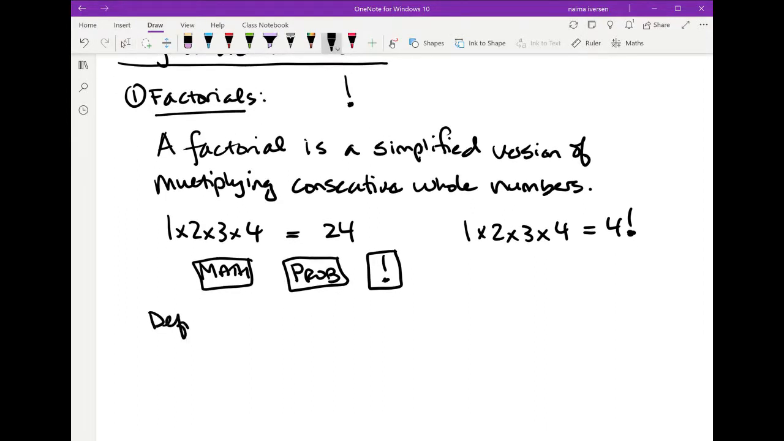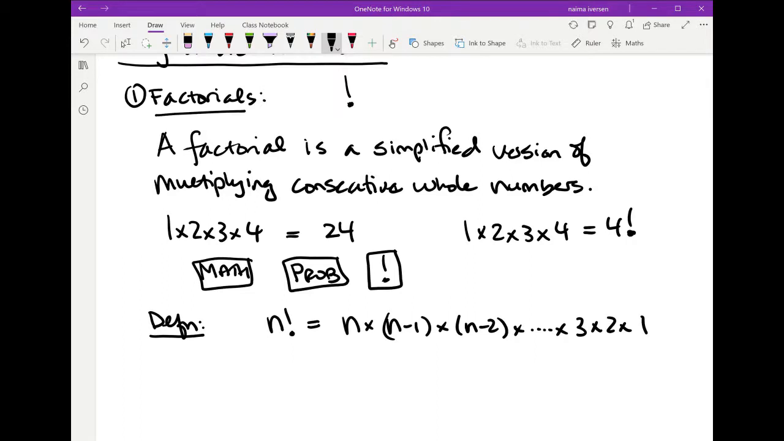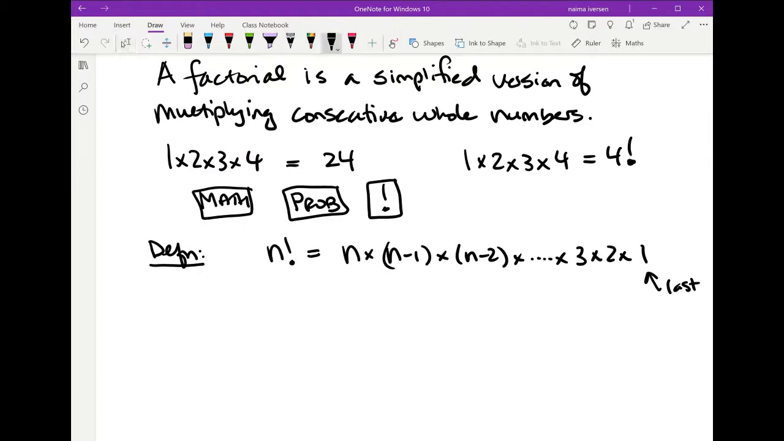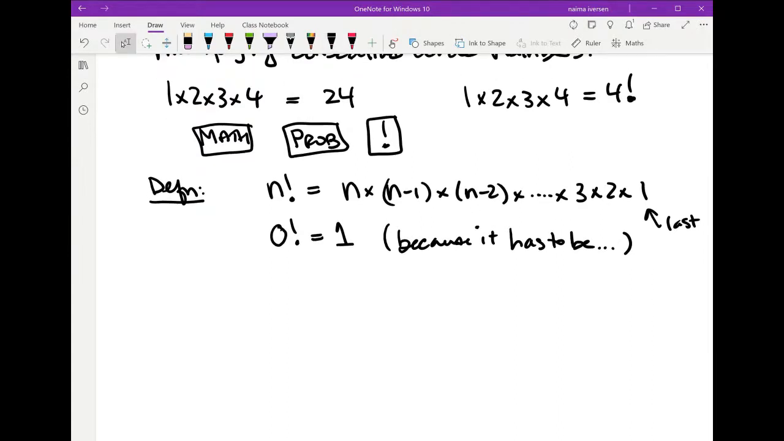So the mathematical definition of a factorial is that n factorial, n being a whole number, will be n times the number before it, times the number before that, and so on, all the way down to 3 times 2 times 1, and the last number is going to be 1. Also by definition, 0 factorial is equal to 1. It really doesn't make a whole lot of sense, and that's why it's defined. It's essentially because it has to be. And I will show you one example of where you're going to be using that.